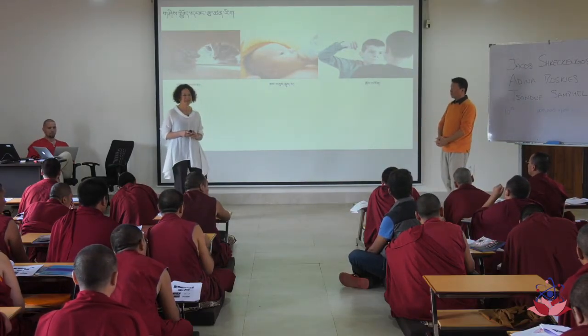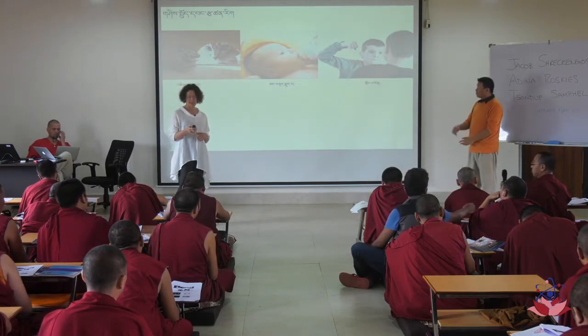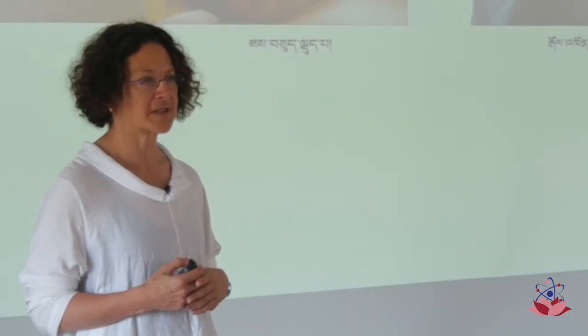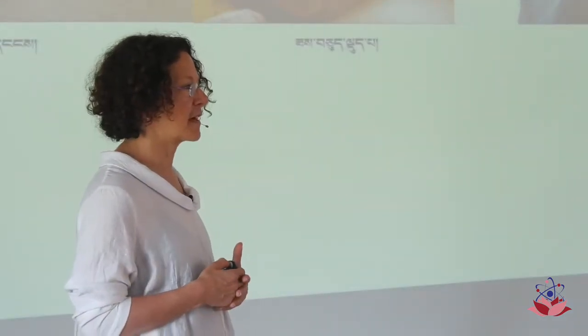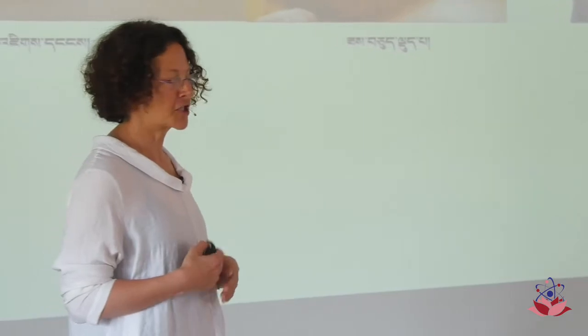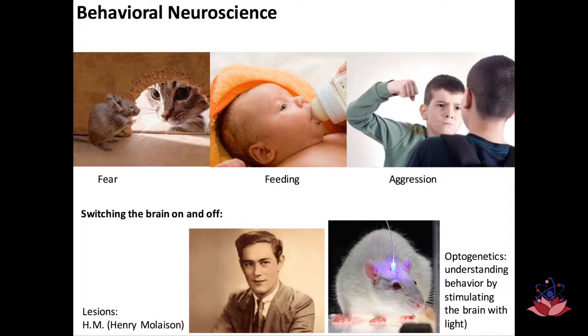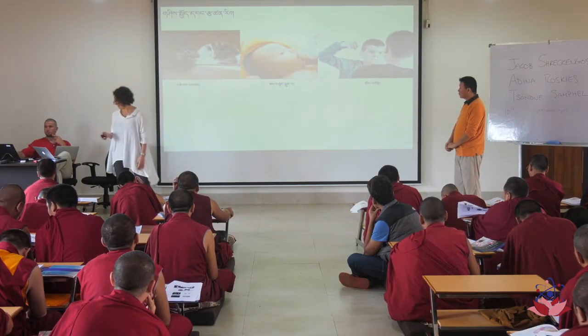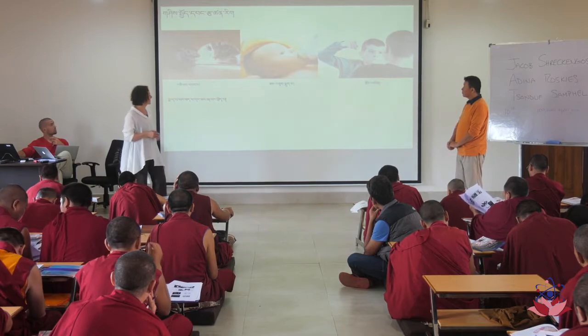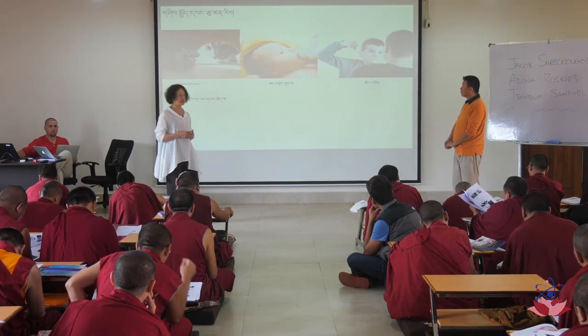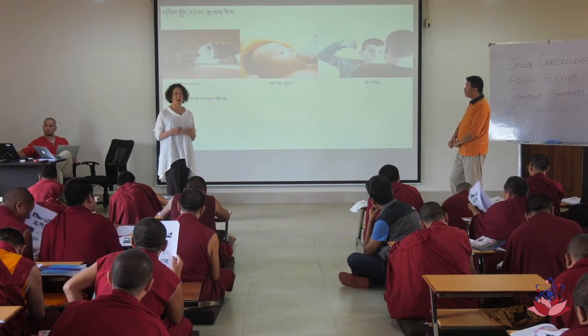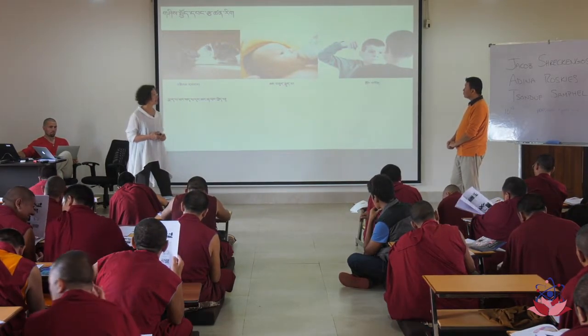So let's talk about behavioral neuroscience. Behavioral neuroscience, much like cognitive neuroscience, is looking at behaviors but focuses on more basic behaviors that are shared with many other animals. So things like fear, the need to eat and to drink food and water, aggression. Those are some of the examples of the kinds of things behavioral neuroscientists can study, and they can do that using rats and other animals.